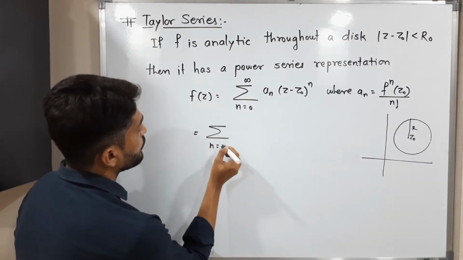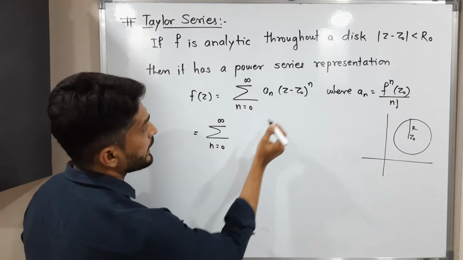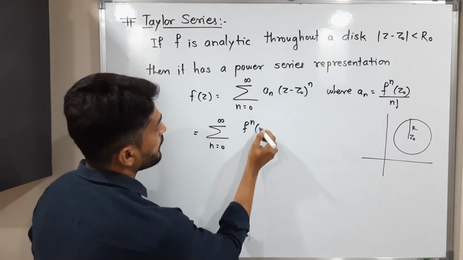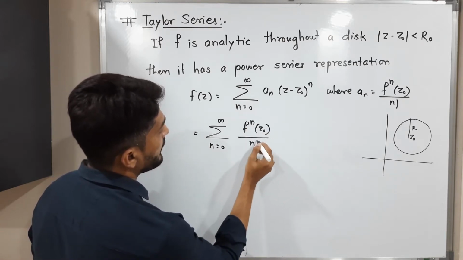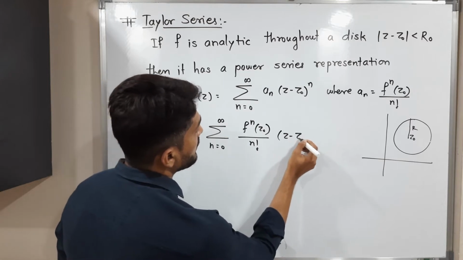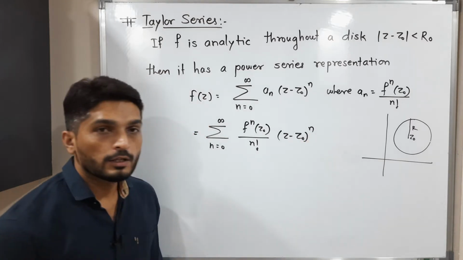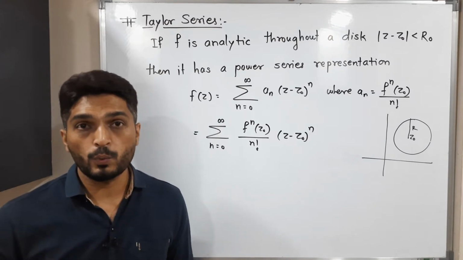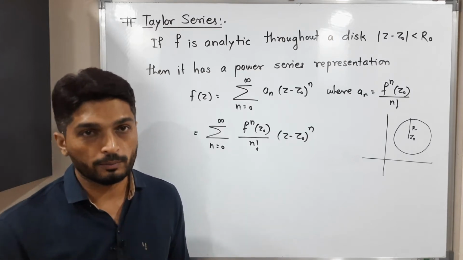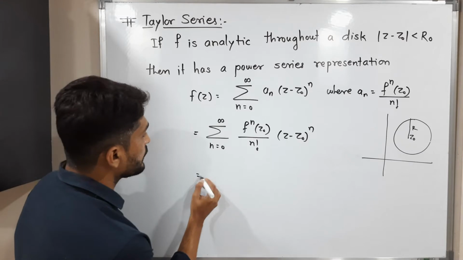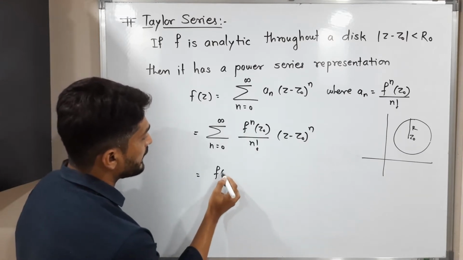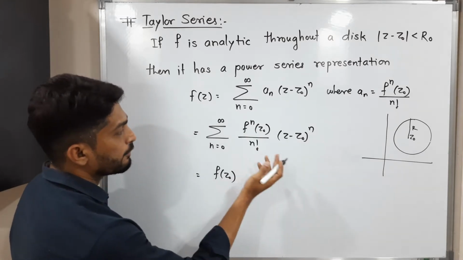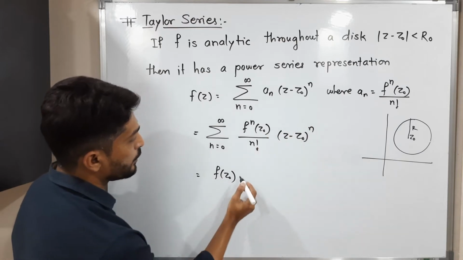If you put its value here, what will we have? Summation n running from 0 to infinity, nth derivative of f at z naught divided by n factorial, (z minus z naught) raised to n. If you want, you can expand this series by putting n equal to 0, 1, 2, 3 and so on. Let us put n equal to 0. The 0th derivative means the function we have, divided by 0 factorial, which is 1, plus.